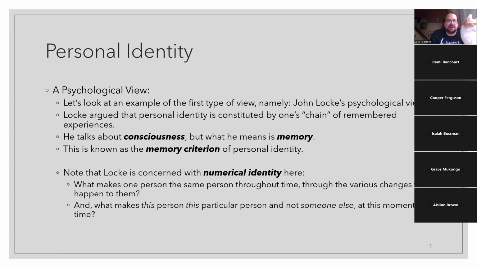So let's take a look at the psychological view now, which again is due to John Locke, right? What makes you the person that you are? So personal identity here is very similar to how I described individual identity on the previous slide. What makes you the person you are, what identifies you as you, is your chain of remembered experiences. Now, Locke often talks about this in terms of consciousness, but he means memory. And so we call this the memory criterion of personal identity.